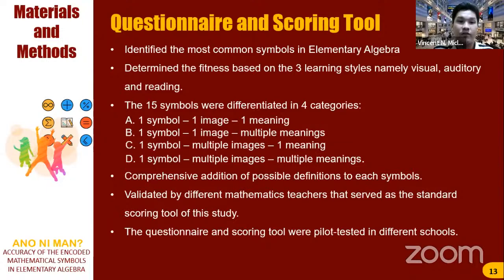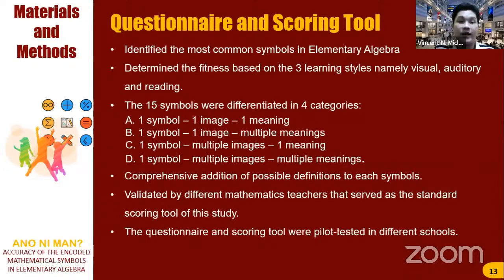So first, we identified the most common symbols in elementary algebra. Then we determined the fitness of these symbols on the three learning styles that we have mentioned a while ago, which are the visual, auditory, and reading. The 15 symbols are differentiated in four categories.